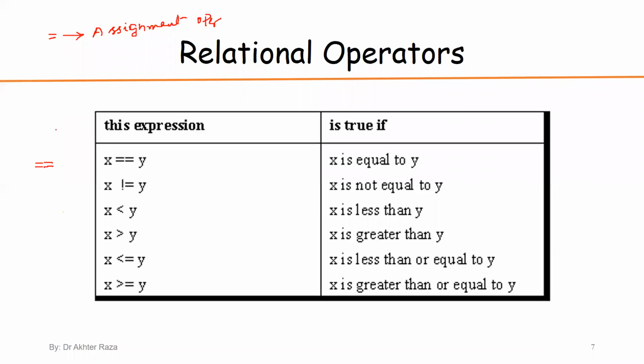But double equal to is not an assignment operator. Double equal to is a relational operator. It checks whether the value of x is equal to the value of y. If the value of x is equal to the value of y, then the answer will be true. Otherwise, the answer is false. So not equal to, less than, greater than, less than or equal to, greater than or equal to. These operators are called relational operators.